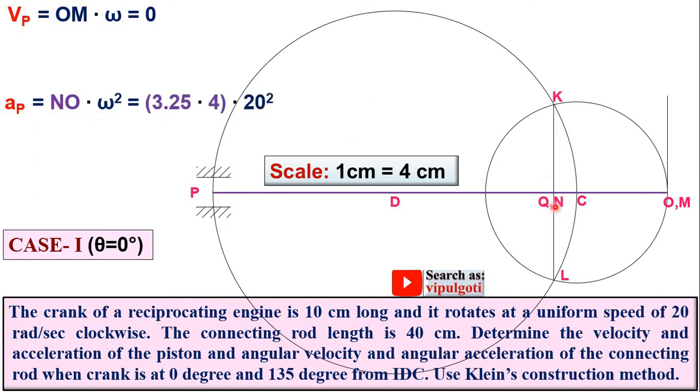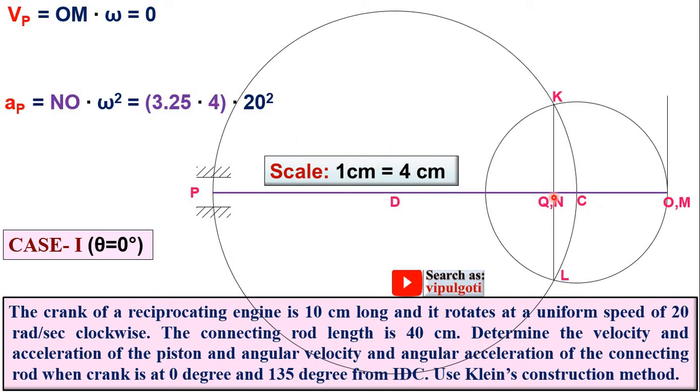And once again you have to remember this acceleration of the piston is represented by NO. And here it is acceleration, so always multiplied by omega square. If it is velocity, then it should be multiplied by omega. So you have to measure the length of the NO from this Klein's construction diagram in centimeter, because your scale is with reference to centimeter.